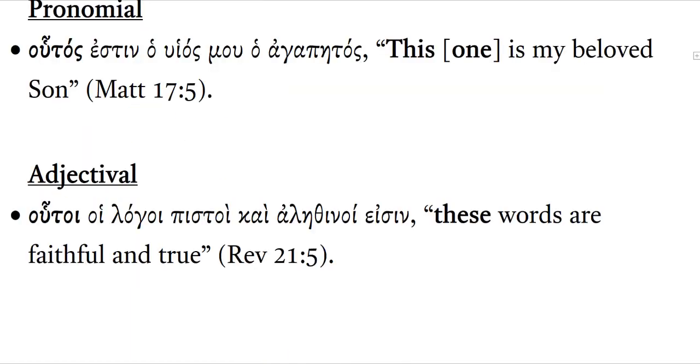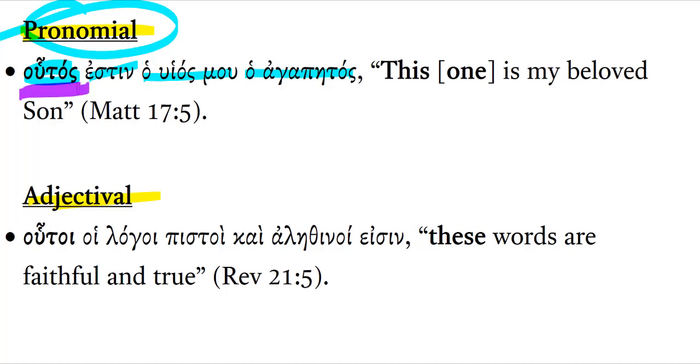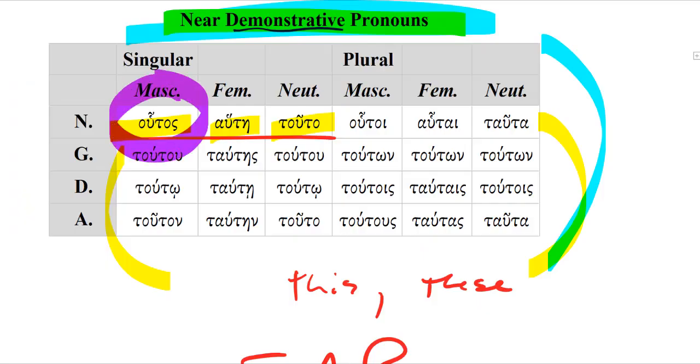Let's talk briefly about the uses of the near demonstrative and far demonstrative pronouns. So these demonstrative pronouns can be used basically like pronouns, pronominally, right? Or they can be used as adjectives. So let's look at an example of them being used by themselves, not modifying any explicit noun. So here it is. Hutas esten, ha huiasmu ha agapetas. So here's your demonstrative pronoun, hutas, right? We just saw that. We go back here. It's just that initial form, hutas, right?